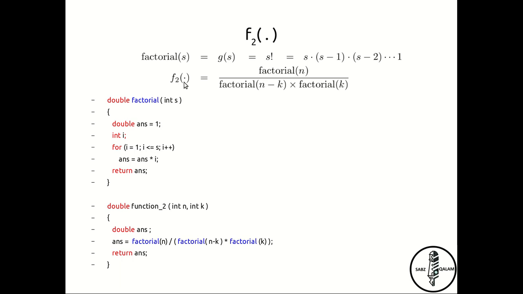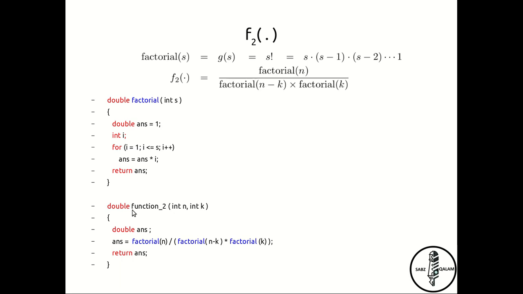Now function f2. Notice here there are two variables. We need n and we need k. n minus k you can figure out automatically. So there are two independent variables, one is n and the other is k. So the function f2 requires two inputs, one is integer n and the other is integer k, as has been mentioned here.